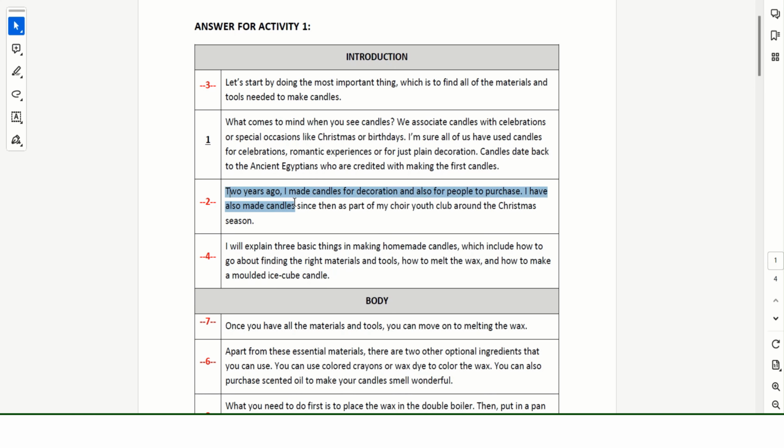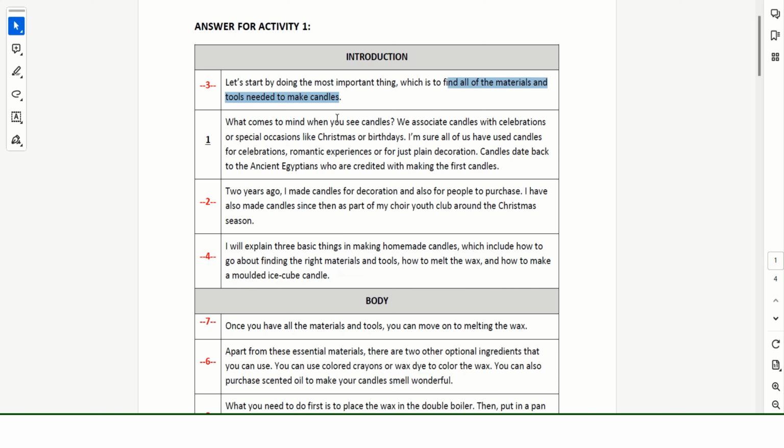"2 years ago, I made candles for decoration." So it is like a general statement as well, and you narrow it down by beginning with the phrase, "Let's start by doing the most important thing, which is to find all of the materials and tools needed to make candles." And that's why this is the third sentence that appears after number one and number two, because of the keyword "let's start by doing the most important thing", and it is about finding the materials and tools needed.